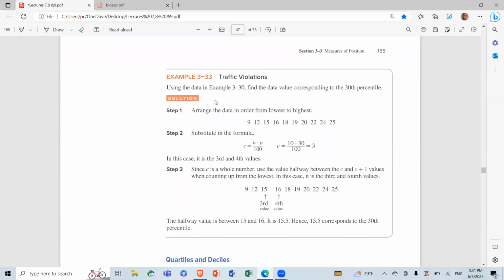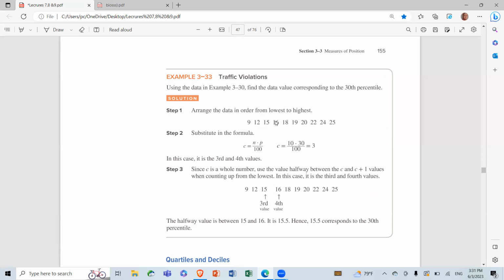Traffic violations, using the data in example 330 again. Find the data value corresponding to the 30th percentile. Arrange the data in order from the lowest to the highest. Second step, substitute in the formula. Okay, 10 values, times the 30th percentile, over 100, equals 3. So we know: 1 2 3. The number 15 is the 3rd value.